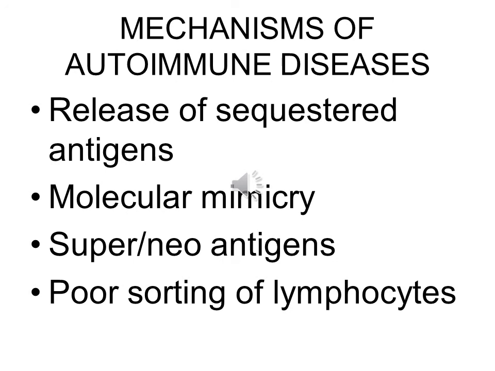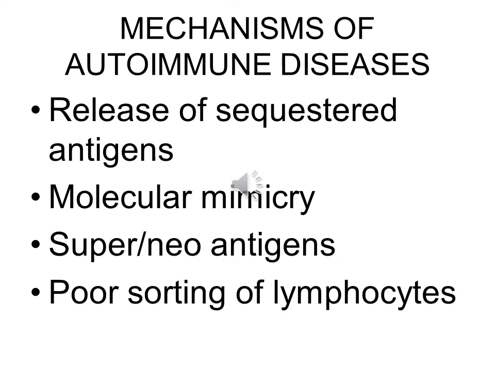However, following trauma, the antigens may be exposed. Physical trauma to one eye may result in the release of a sequestered antigen, which will result in immunologic injury to the other eye. This is called sympathetic uveitis.